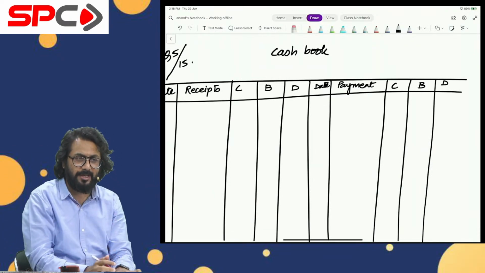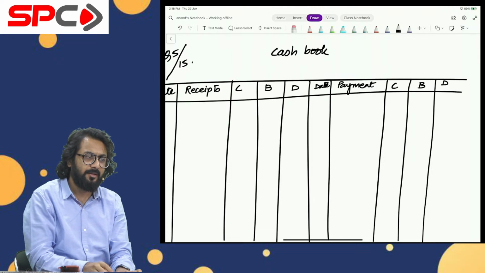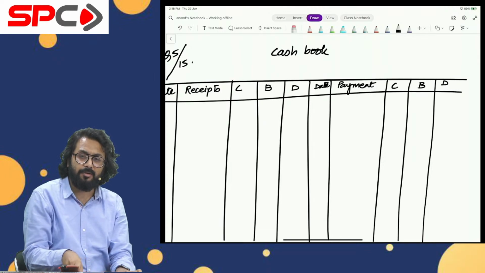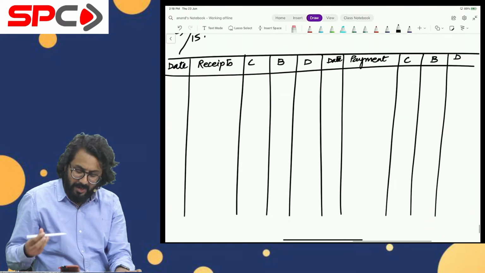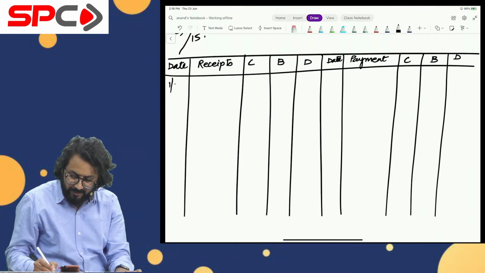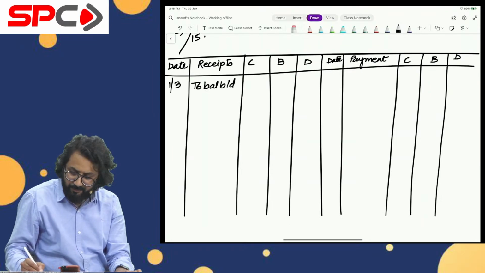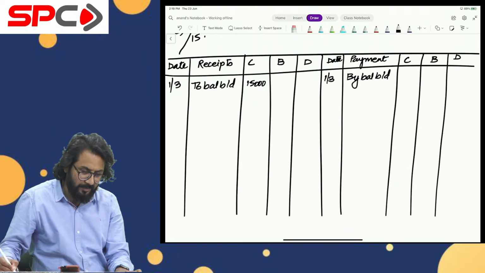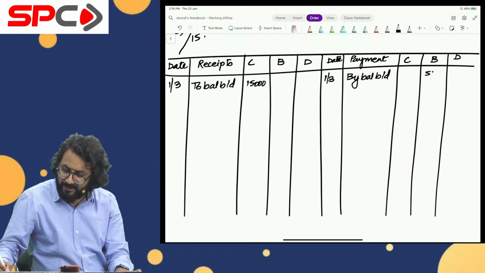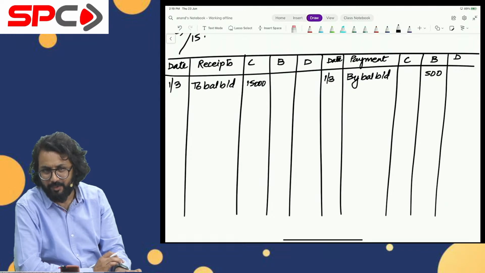Bank OD has got which balance? I am not getting. Credit balance. So which side am I going to write it down? Credit side. Okay. So can I not write in the date column March 1, 1st March, to balance brought down? I will write in the cash column 15,000. And my dear friends, on 1st March I will write down by balance brought down. How much? 500 in the bank column. Now I am not going ahead with this.